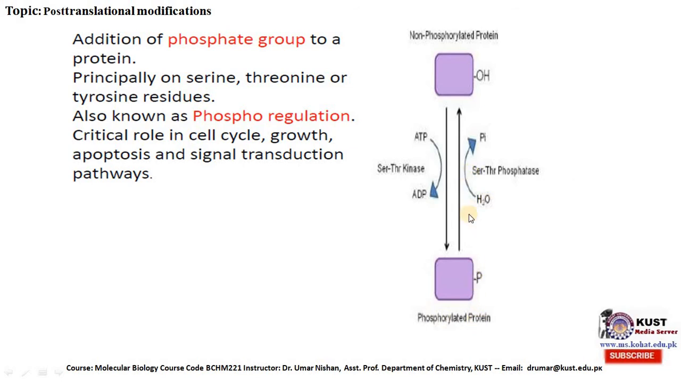This is a reversible process, and with the help of another enzyme, serine threonine phosphatase, when water enters, inorganic phosphate can go out, and it can again convert it into a non-phosphorylated protein. So this process of phosphorylation by serine threonine kinase can convert a non-phosphorylated protein to a phosphorylated protein, and serine threonine phosphatase can remove the phosphate and convert it again into a non-phosphorylated protein.